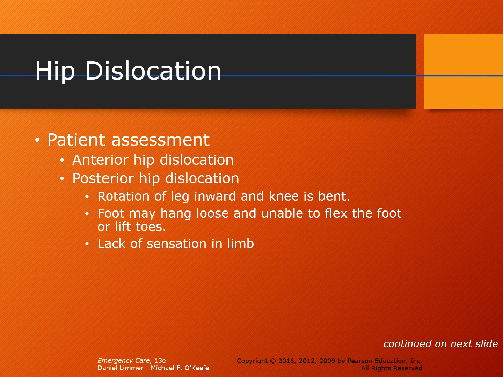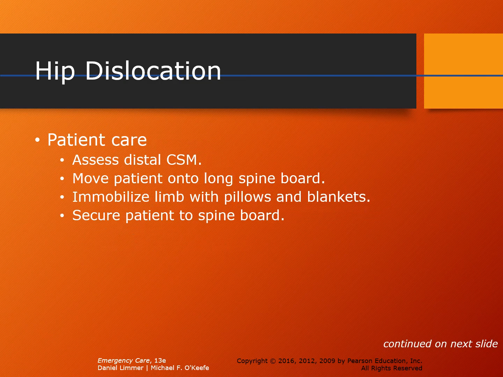Now, hip dislocation is different than a pelvic fracture, but we do a lot of the same things to take care of it. With your patient assessment, look to see if it's an anterior or posterior hip dislocation, and look for some of the telltale signs. Rotation of the leg inward when the knee is bent. The foot may be loose and unable to flex because of an impinged nerve or due to lack of blood flow. And the patient will often complain of lack of sensation in the limb or those pins and needles from our 6 Ps, that tingling sensation.